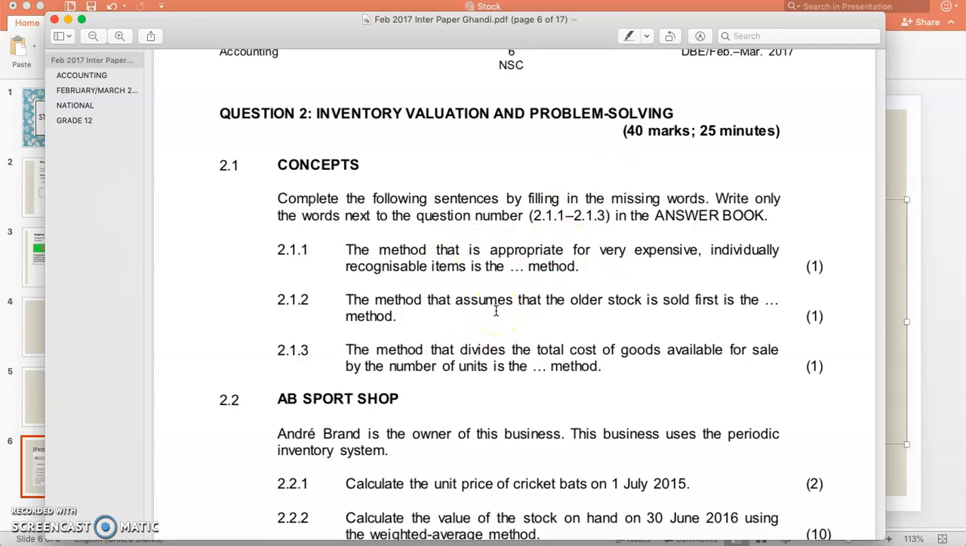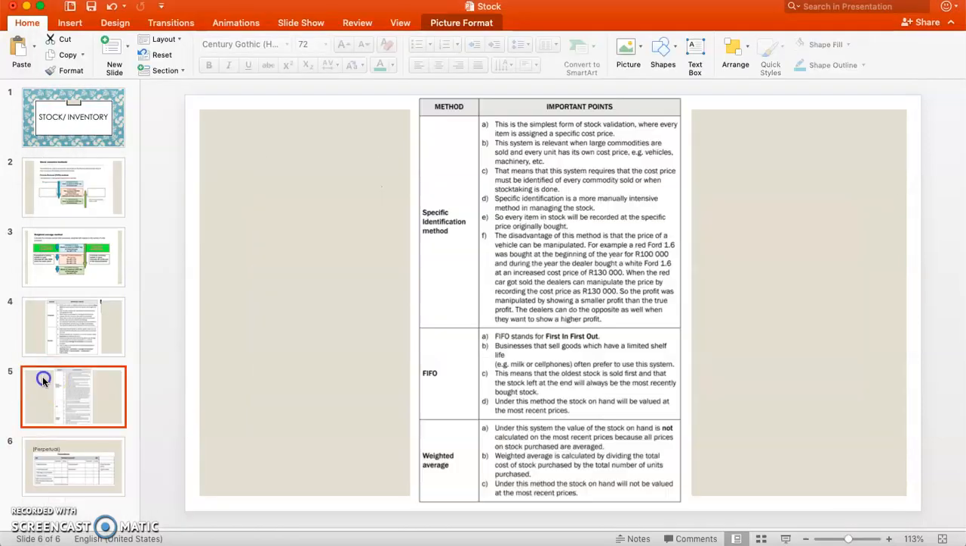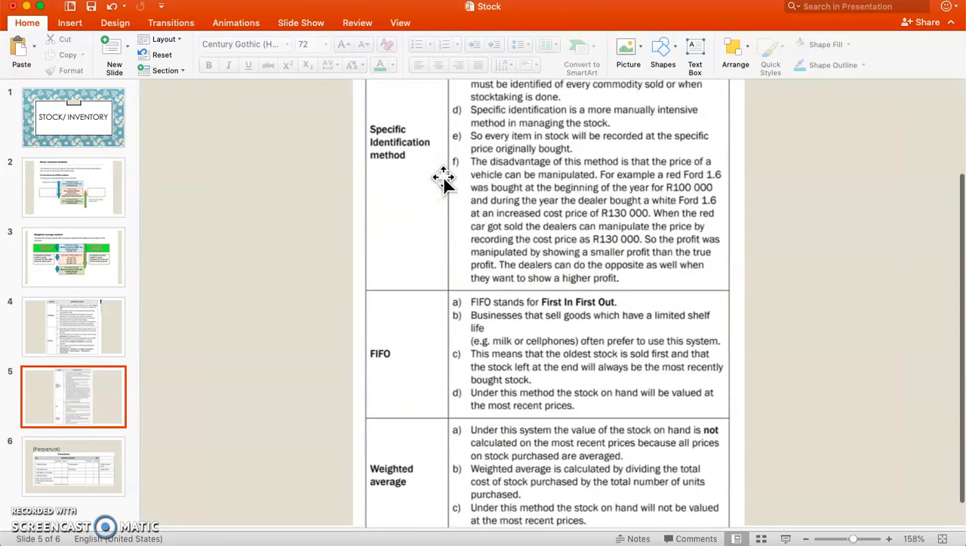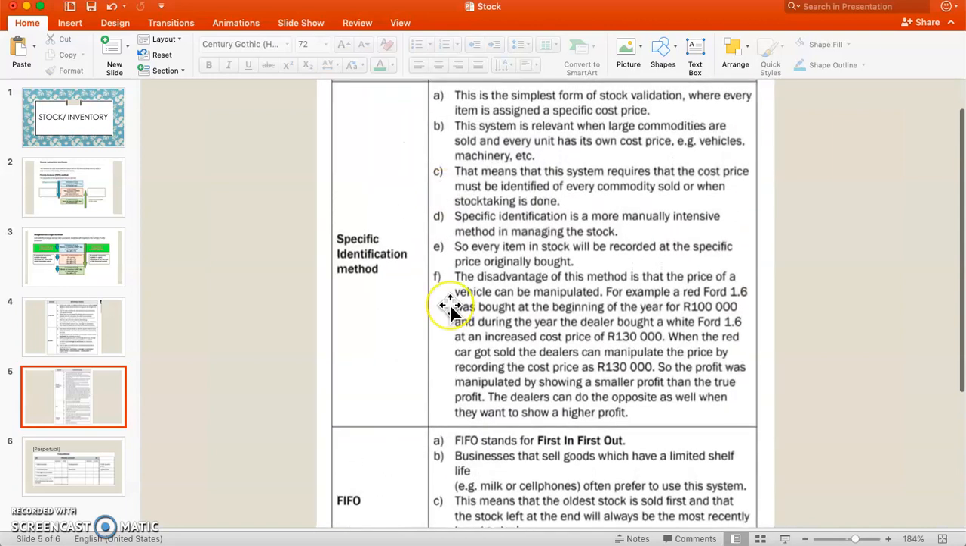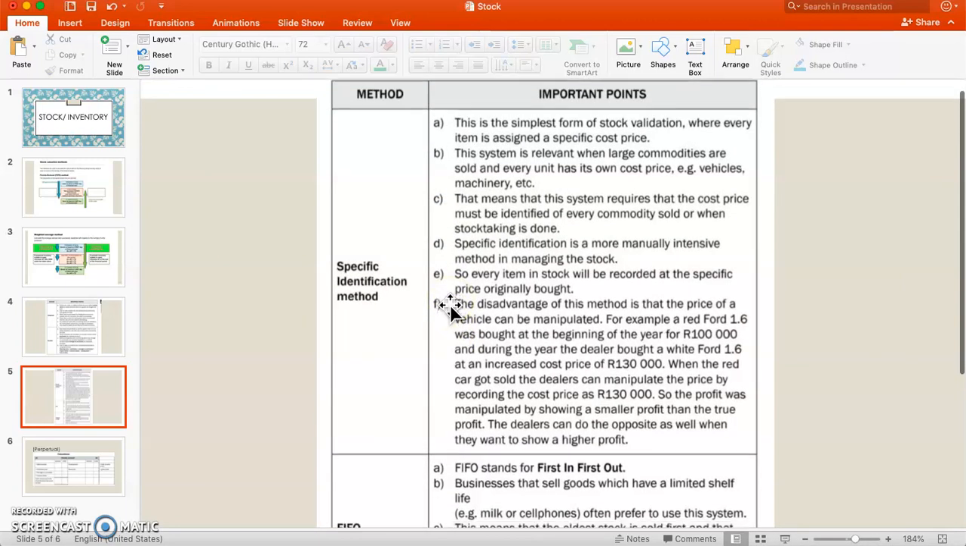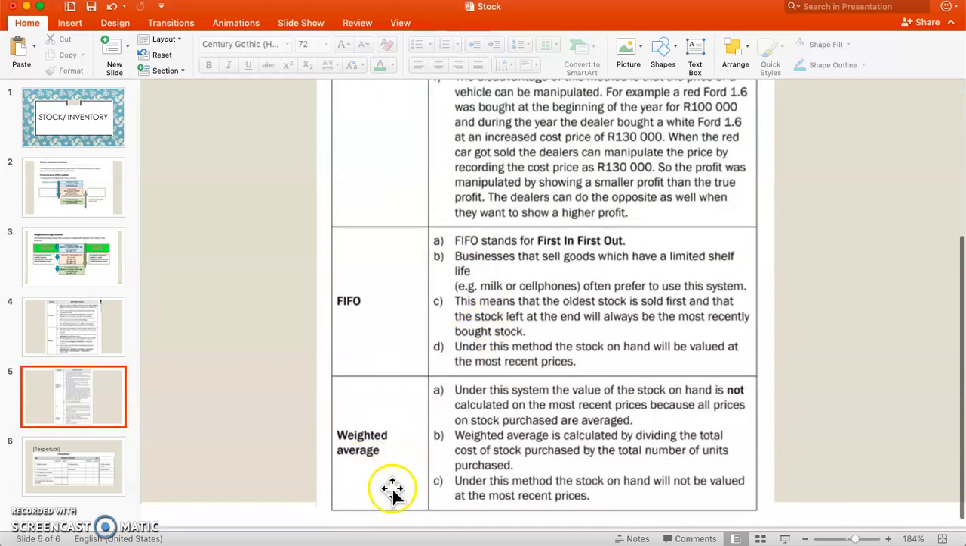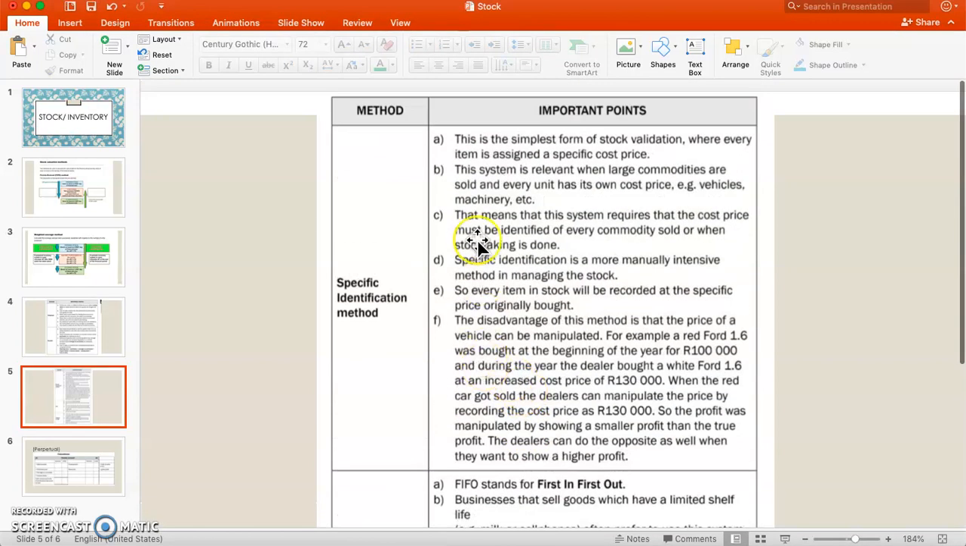So we cannot use perpetual, we cannot use periodic. What we use is a method called the specific identification method. Once again, I will send this to you. So we don't use first in, first out. We don't use weighted average. We use the specific identification. As you can see, every item is assigned a specific or a different cost price. And we use this when large amounts are sold, but each unit has its own cost price.